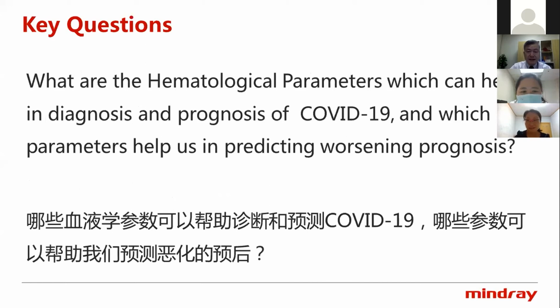Next question. What are the hematological parameters which can help in diagnosis and prognosis of COVID-19? Which parameters help us in predicting worsening prognosis? Professor Mao, please.